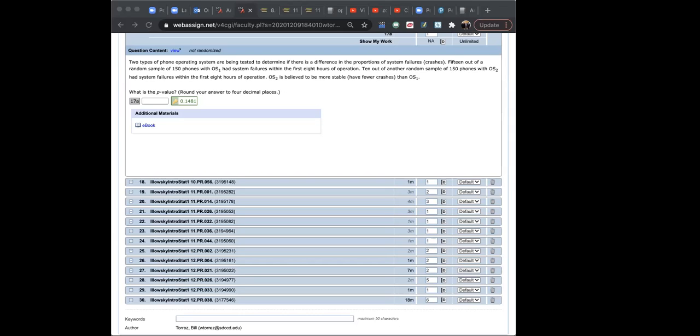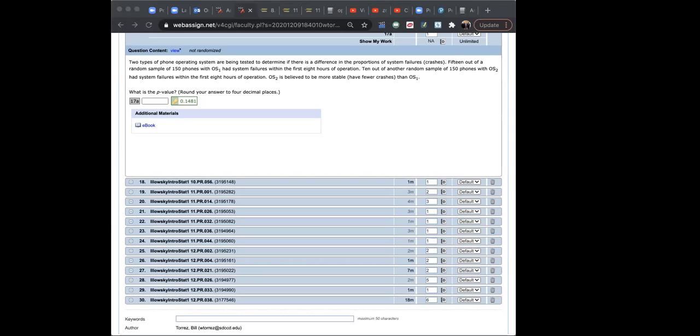I'm sorry, I'm looking at the wrong number. Here it is. Your p-value is 0.1481, okay? And I presume that you're all comfortable with deriving these results in StatCrunch. That part of it I haven't shown you.